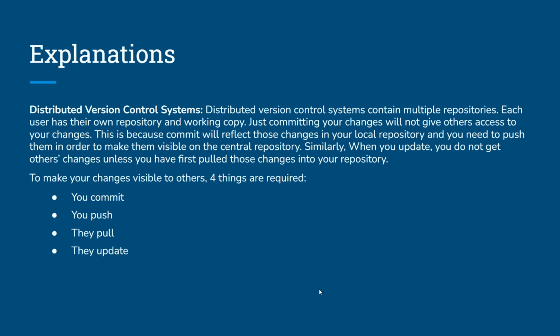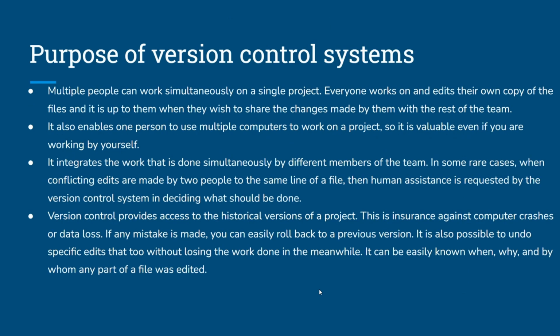All right. Then we have: why did we even need version control in the first place? Now, these are the reasons. The reason why we need version control is so that multiple people can work simultaneously on a single project. Everyone works on and edits their own copy of the project. So with a version control system, you have a copy of that project on your own. Whatever you are doing does not affect the main project. Even when you push, it still doesn't affect the main project unless the project owner or the project manager decides that he wants it to. That is when it affects it, and it can easily be reverted.